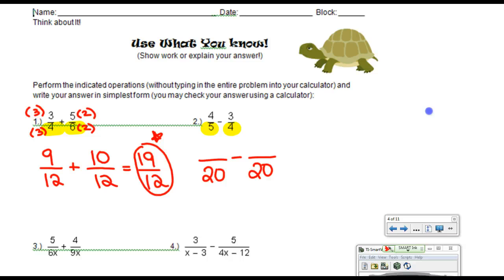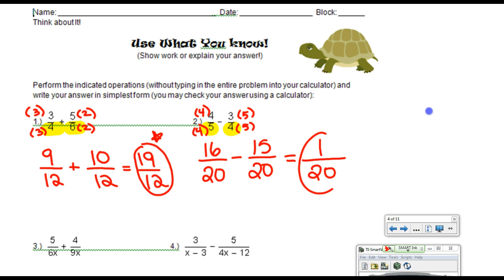So again, we change the fraction completely by keeping it the same fraction. So if I multiply the 5 by 4 to make a 20, I need to multiply the 4 on the numerator by 4 also to keep equivalent fractions. That's 16/20. And then 4 times 5 to make 20. Also multiplying the numerator by 5 to keep equivalent fractions, I get 15. And then I keep the denominator, and you subtract the two numerators. And 1/20 does not reduce, so that is my final answer.